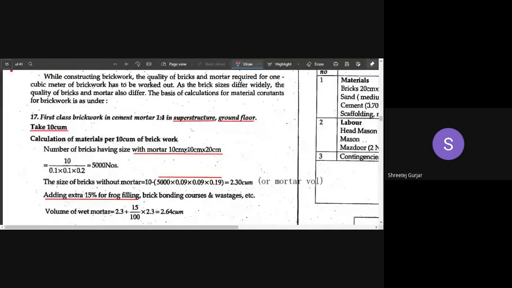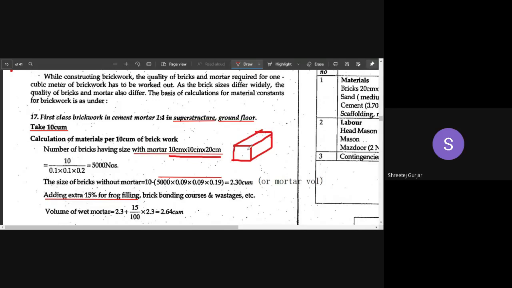So the size of one brick. Okay, size of one brick including mortar is what? This size which I have written over here, 10 centimeters into 10 centimeters into 20. So let me draw a brick for you. So this is 10 centimeters, this is 10 centimeters. Okay, cross section is 10 by 10 and the length is 20. So this is including your mortar.